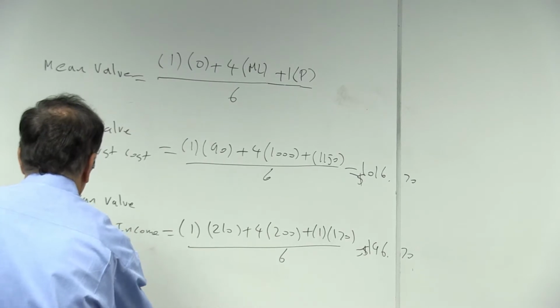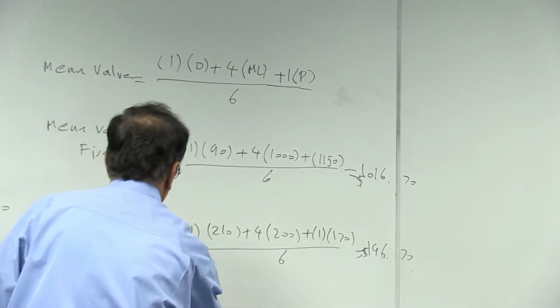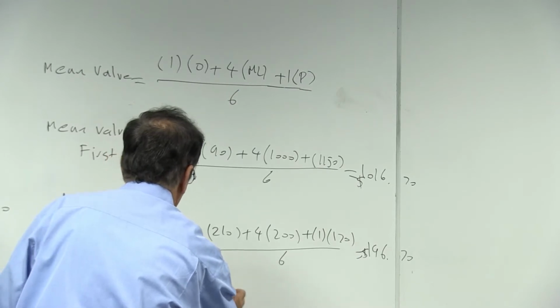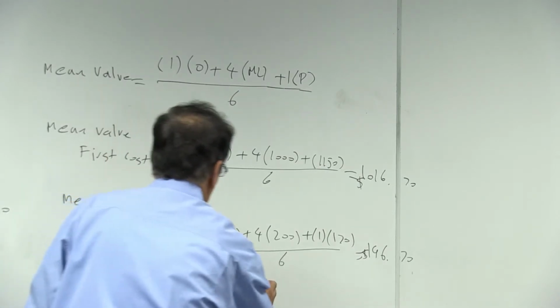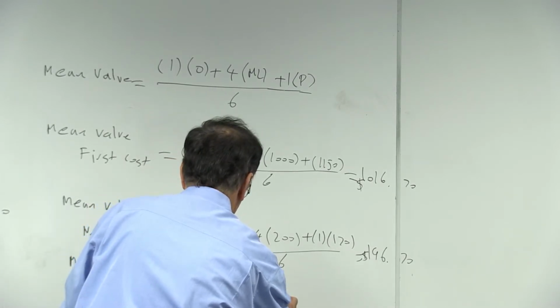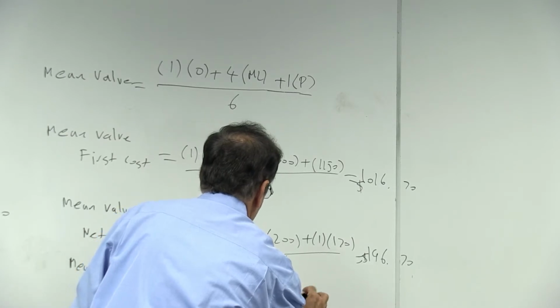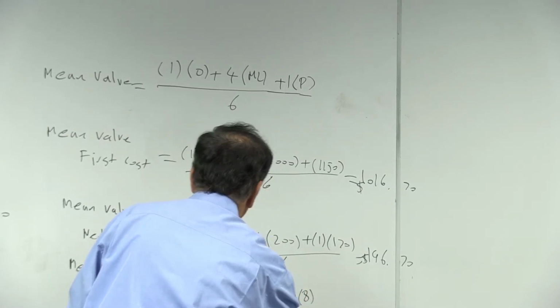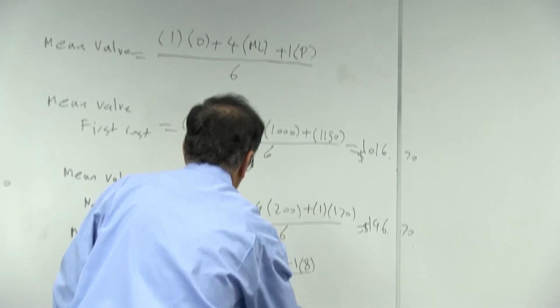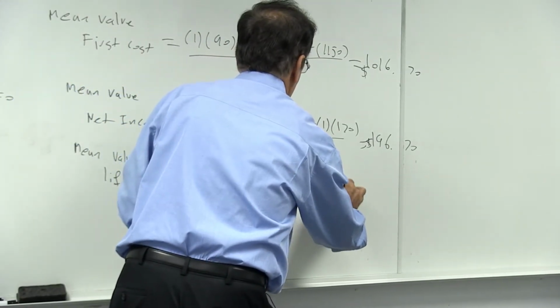Next, we're going to find the mean value for life. The optimistic value was 12. The most likely value was 10 years. And the pessimistic value was 8 years. If I divide this over 6, I will get 10 years.